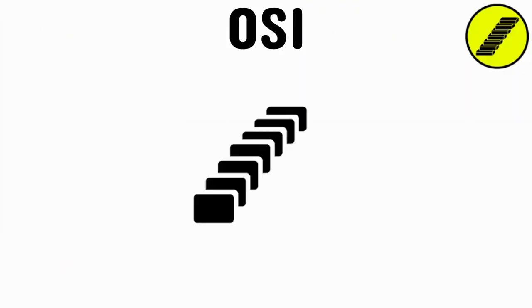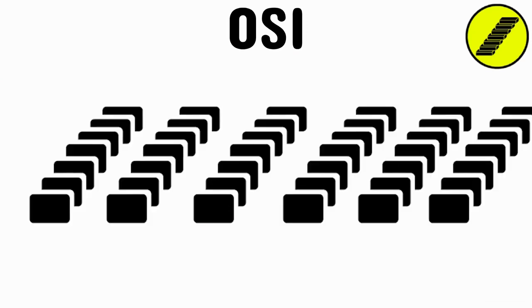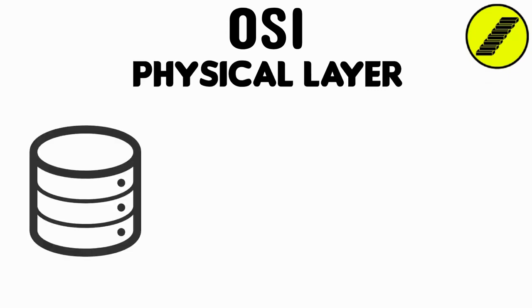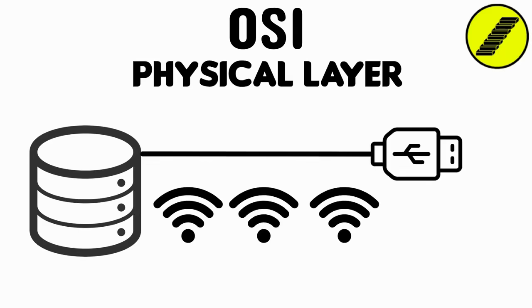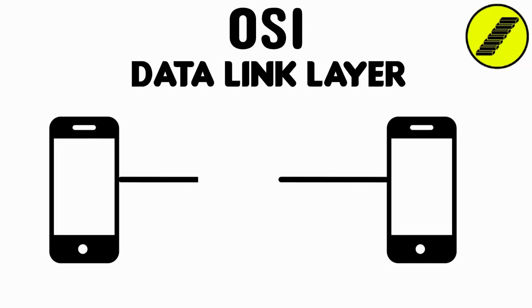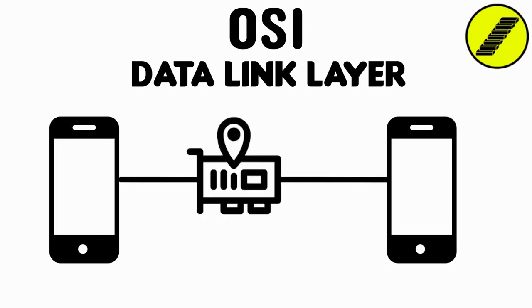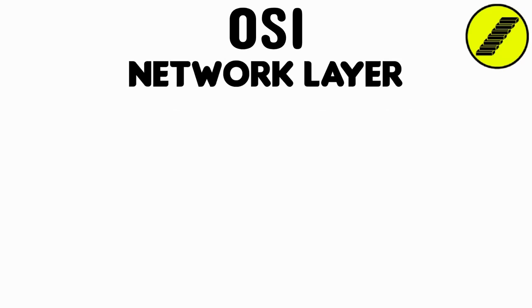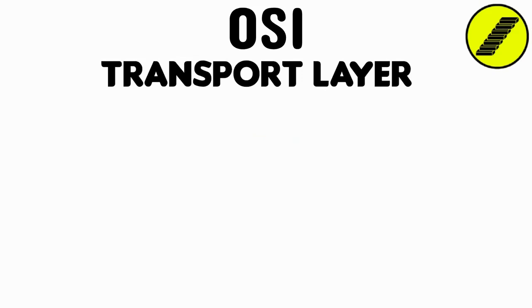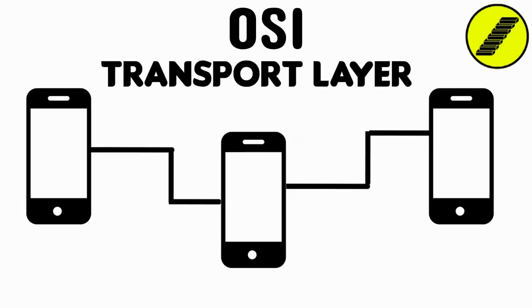OSI model, Open Systems Interconnection Model. The OSI model is a conceptual framework that divides network communication into 7 layers. Physical layer deals with the physical transmission of data over media like cables or wireless signals. Data link layer ensures reliable communication between two devices by managing MAC addresses and data frames. Network layer routes data to the correct destination based on IP addresses. Transport layer ensures reliable end-to-end communication, providing flow control and error correction.